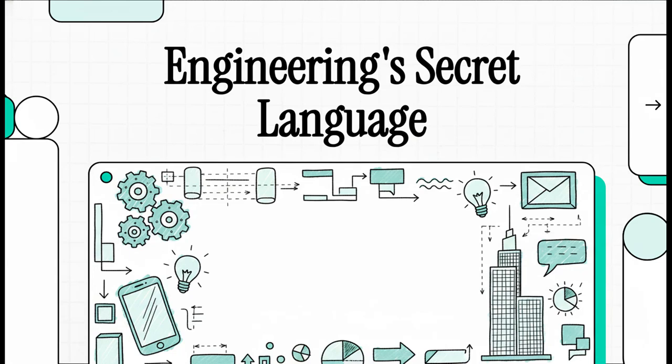Every single great invention, from the phone in your pocket to the tallest skyscraper, it all started as just an idea. But think about it. How do you take that perfect, really precise idea from your head and get it into the hands of someone who can actually build it? That's the challenge every engineer faces. And today, we're going to pull back the curtain on the secret language they use to do it.